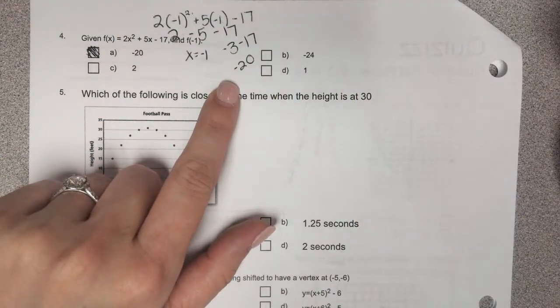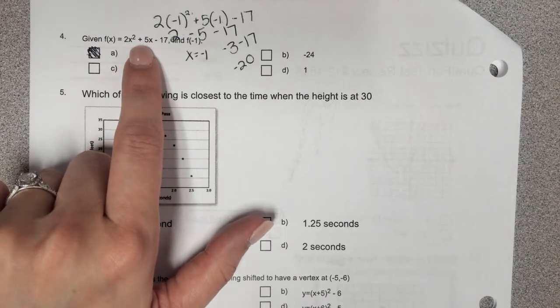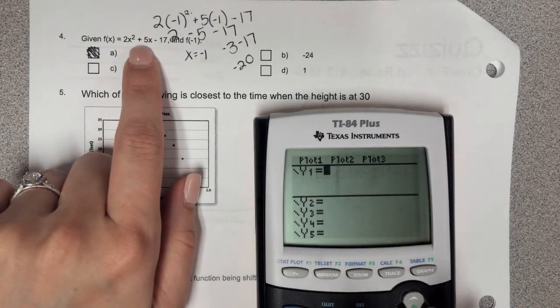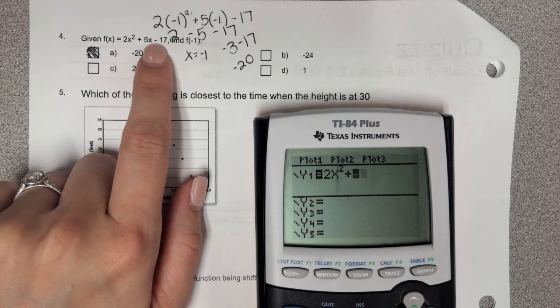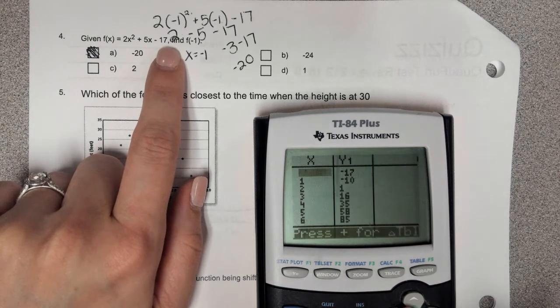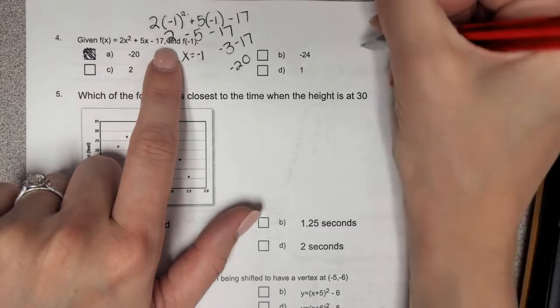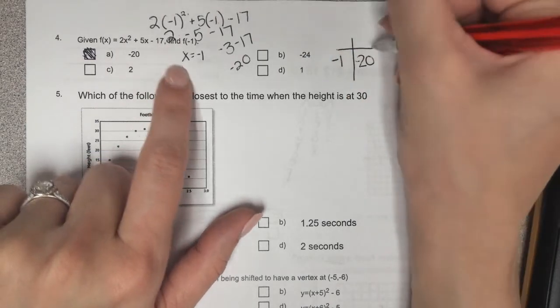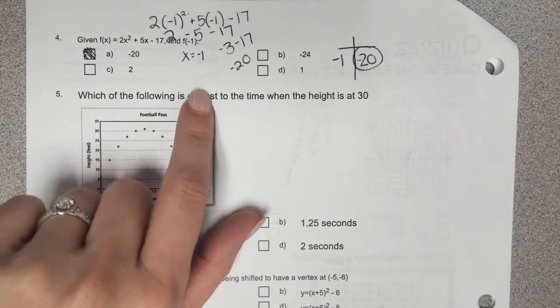Now, if you're doing it in your calculator, you would plug this into y equals, and we're going to type in 2x squared plus 5x minus 17, and you're going to look where the x value is -1. So when the x is -1, the y value is -20.